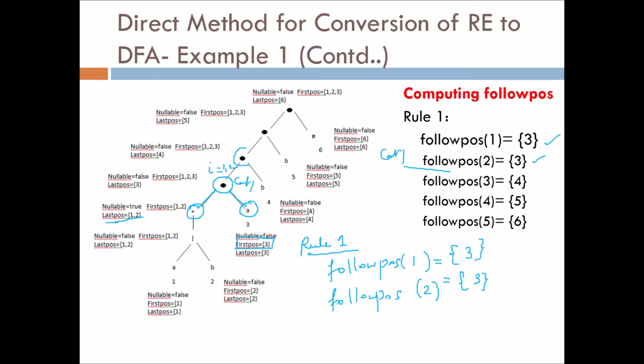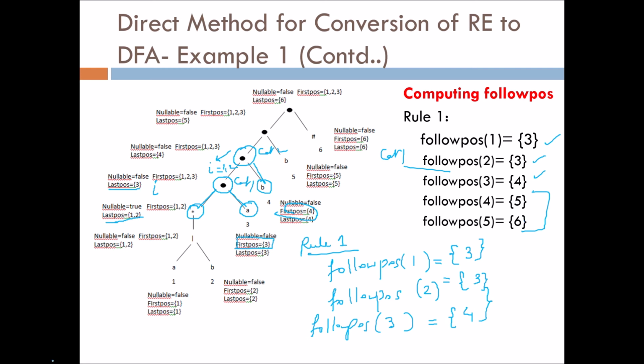Now go to the second cat node and find the follow pos values. So to find the follow pos, go to the left child, look at the last pos. This will give you the value of I. So this will be 3, and the value should be, go to the right child, go to the first pos here. So this is 4. So we get this as 4. So similarly for the other two nodes, when you solve, you get these two values based on the first rule.